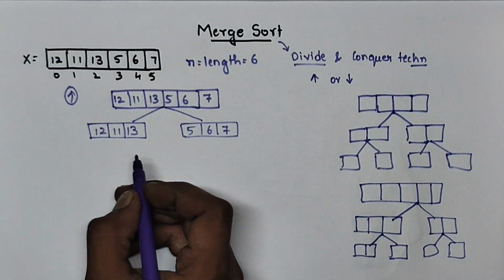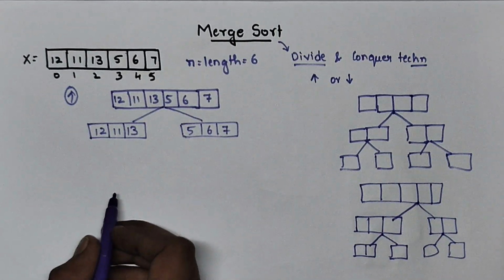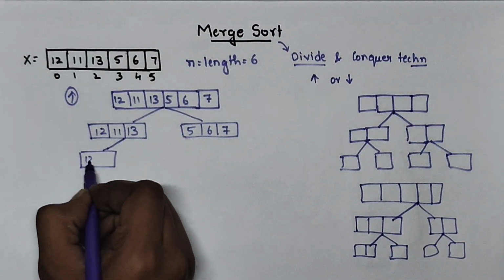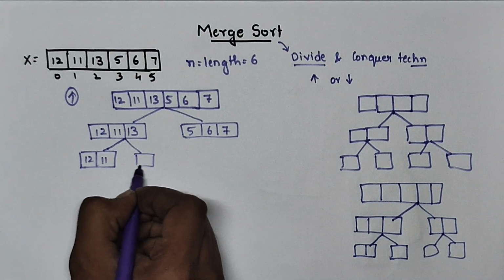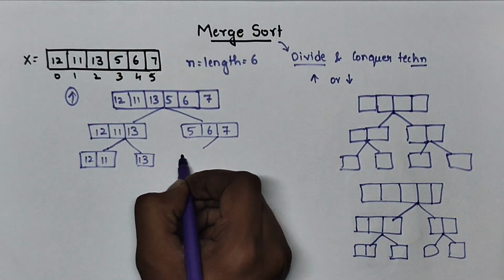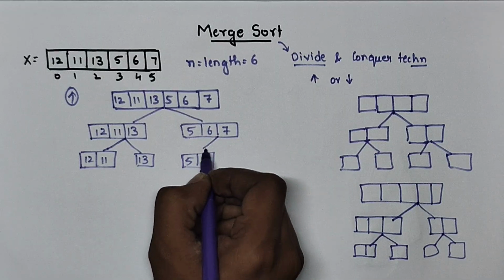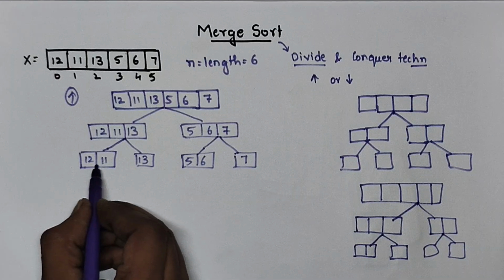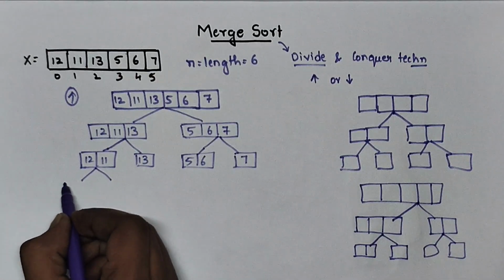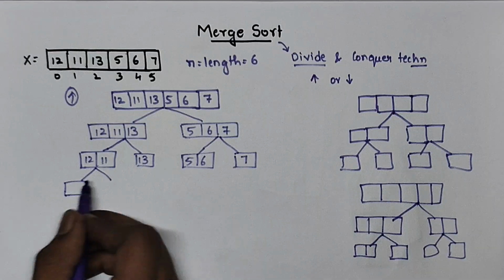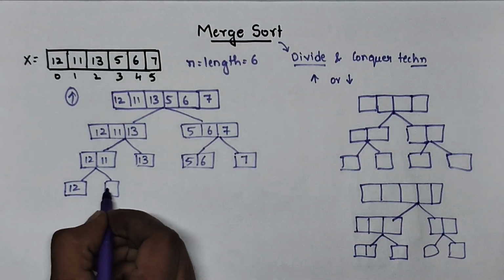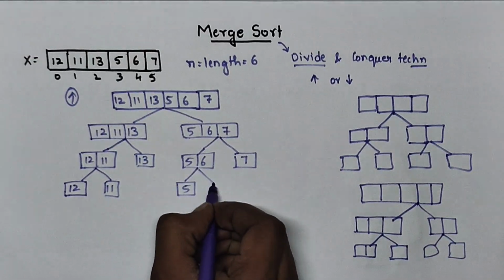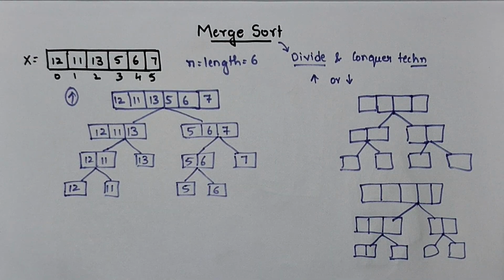Three elements means an odd number. In the odd number condition, what will you be doing? You will be taking one element extra in the left-hand side. So 12, 11 will be here, and 13 separately. Next, 5, 6 will be for the right-hand side and 7 separately. Now you are having 2 elements, so you must divide until all the elements are singly listed. So 12, 11, 13 is single, next 5 and 6, so 5, 6, 7 is single.